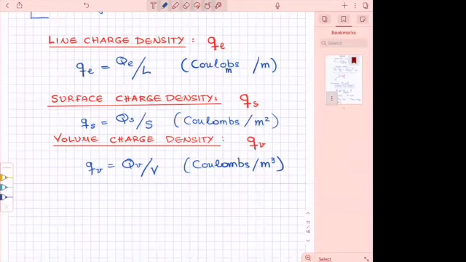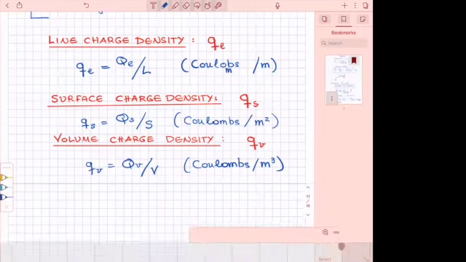For a surface charge density, if the whole charge is uniform on the surface, then the surface charge density is the whole charge divided by the surface area. And that is coulombs per meter squared, the unit. And then you have the volume charge density, which means the charge is distributed in a volume. If it's uniform, the volume charge density is in coulombs per meter cubed.